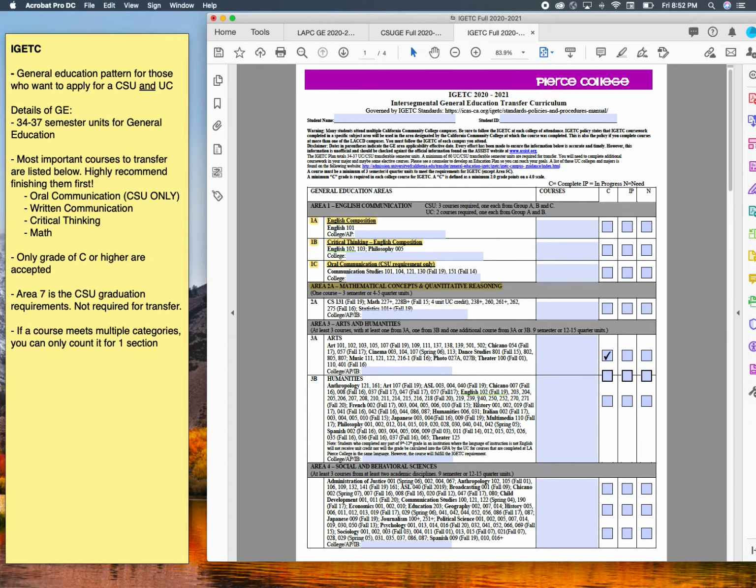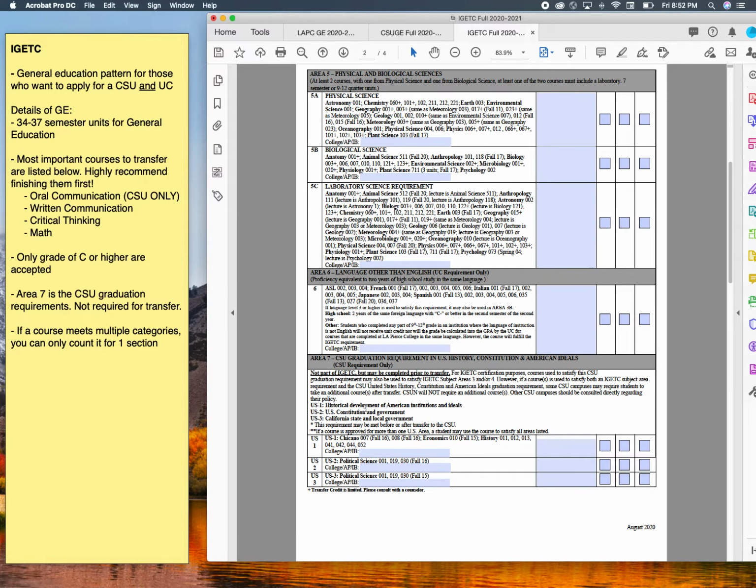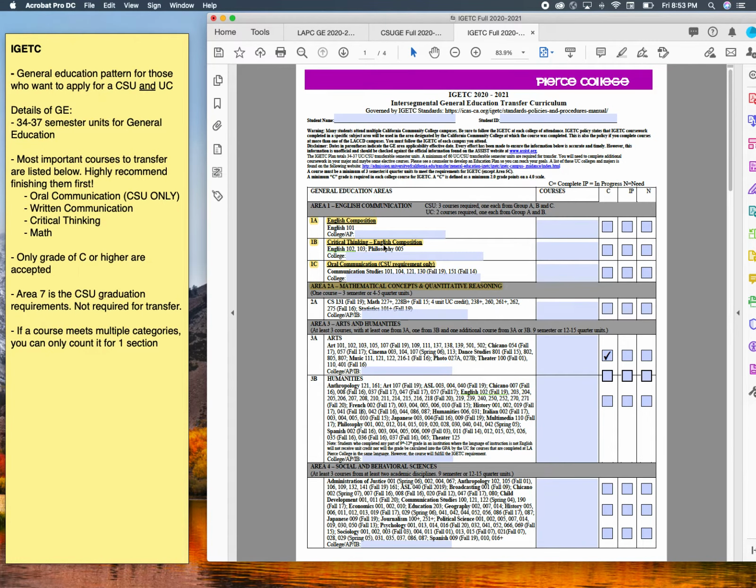Okay, it can only count for either critical thinking or the humanities. Remember, the only exception to that is this CSU graduation requirement, because it is just a graduation requirement. It is not a category like one of these on the IGETC form. So I just wanted to emphasize that, okay? Now, let's go into the details of each section of this general education form so you know what classes and how many you need for each, okay?